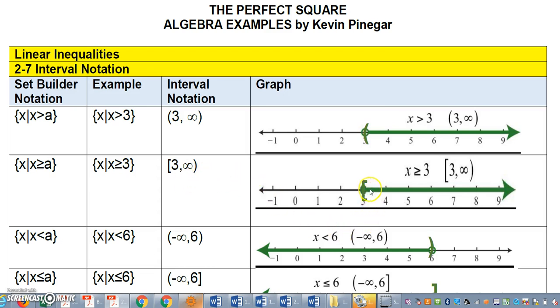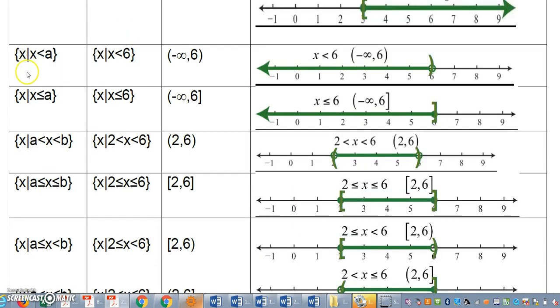So we would basically shade the same region, except we would show that we're going to include the number 3 by using a bracket or the closed circle. Now, if you want to talk about values that are less than some number, like here it says x such that x is less than a, for example, x such that x is less than 6, well then we would actually start at negative infinity, and we would put a parenthesis there. You never put brackets to block off infinity or negative infinity.